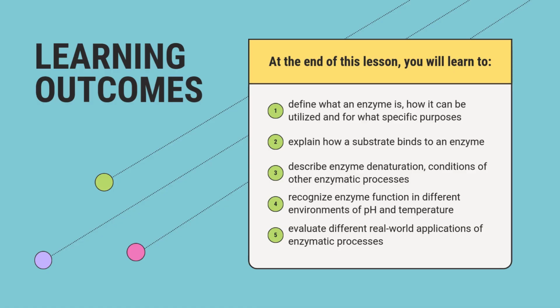So, today, at the end of this lesson, you'll learn to define what an enzyme is, how it can be utilized, and for what specific purposes it can be utilized for. You'll also be able to explain how a substrate binds to an enzyme and describe enzyme denaturation and the conditions of other enzymatic processes. You will also be able to recognize enzyme function in different environments of pH and temperature. And then lastly, you'll be able to evaluate different real world applications of enzymatic processes.